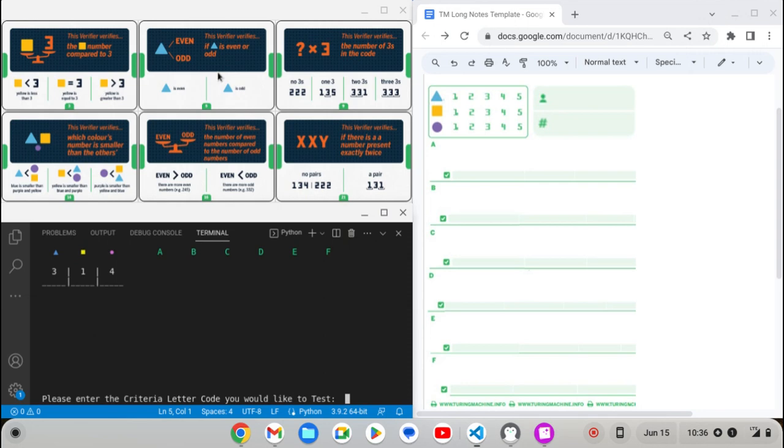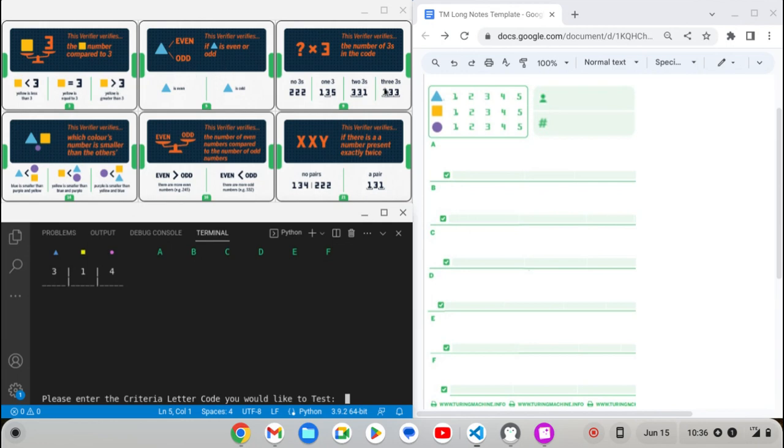So in the grid above, we've got our 6 criteria cards. On the top row, we've got criteria card A, criteria card B, criteria card C, and on the bottom row, we've got criteria card D, criteria card E, and finally criteria card F. Criteria card A looks at the middle digit, the square digit, and compares that to the number 3. So should the value of the square digit be less than 3? Should it be equal to 3? Or should it be greater than 3?